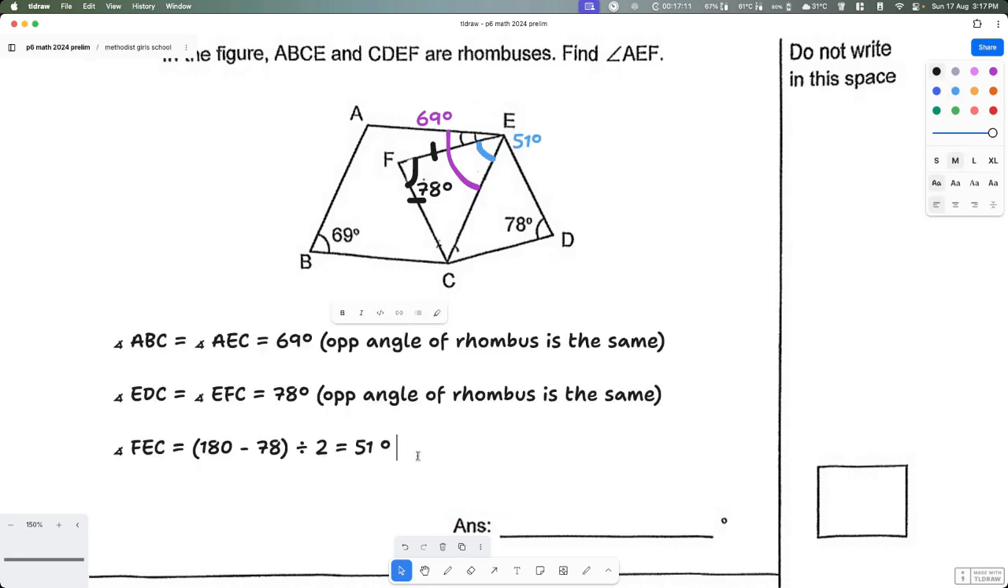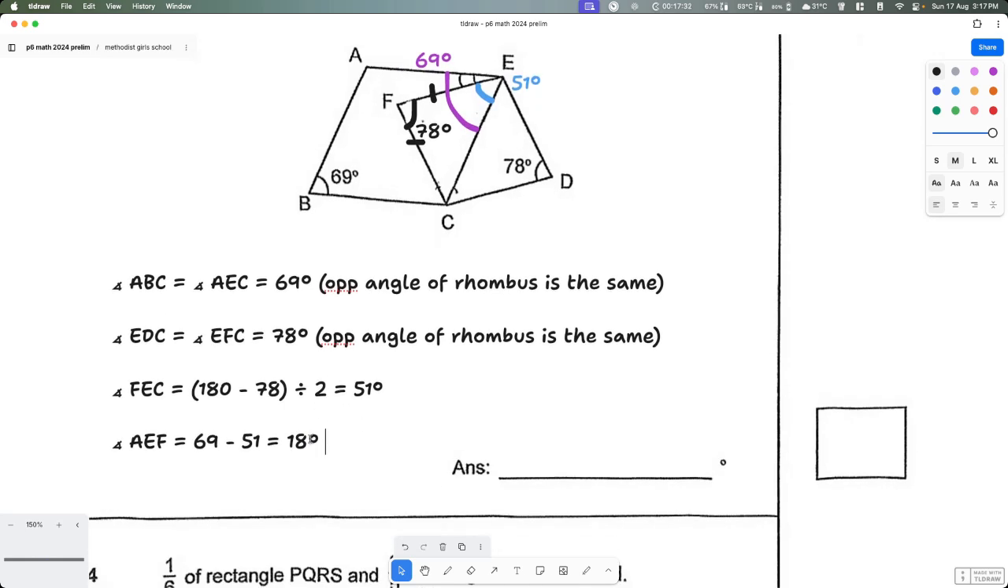Okay, so now we can get the angle AEF. So angle AEF is equal to 69 minus 51. This will give us 18 degrees. That's what we see over here. Right, so that's the answer, 18 degrees. Right, let's move to the next question.